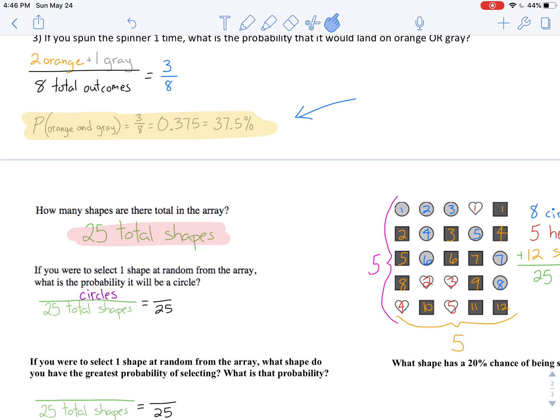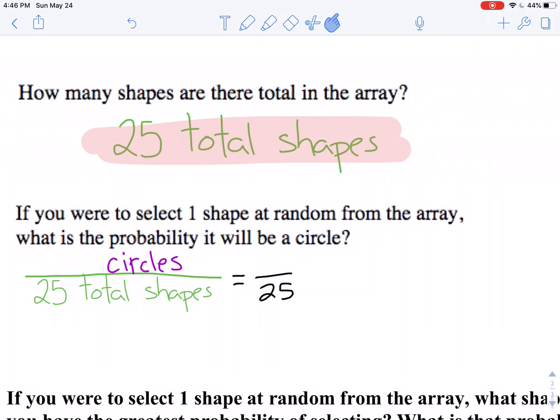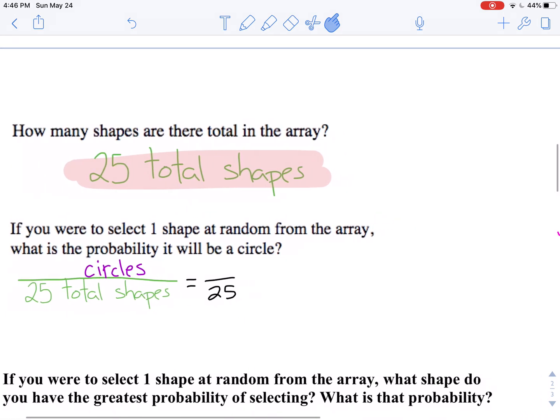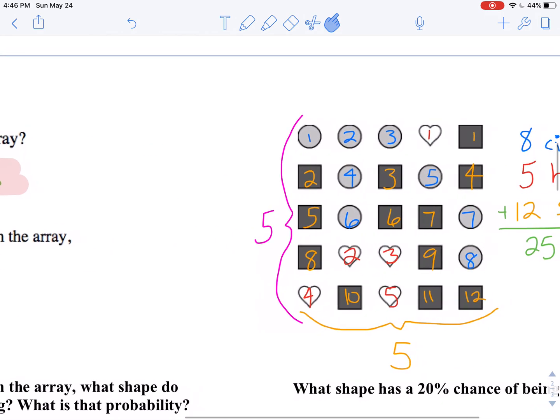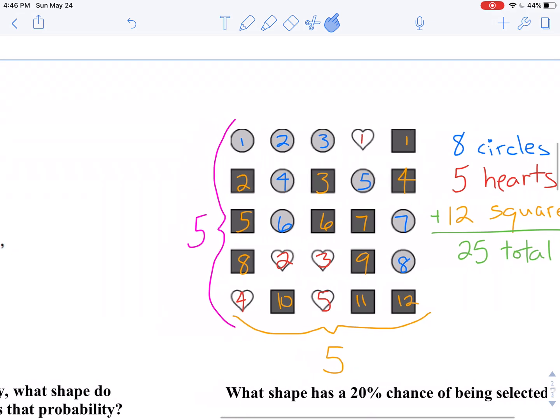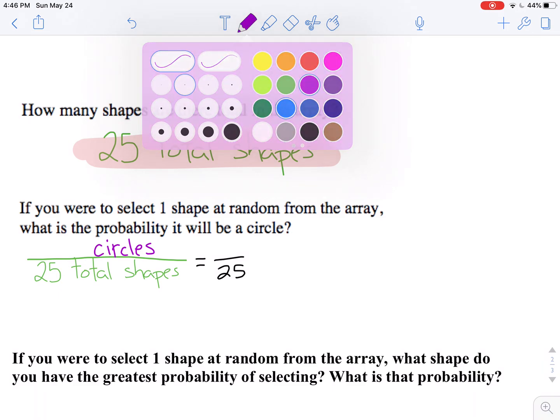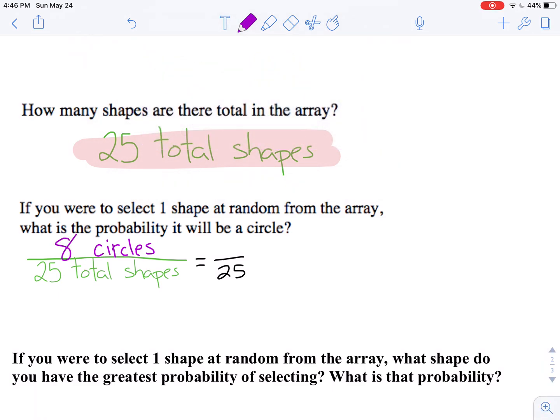All right, the next question says, I'm going to zoom in kind of slow. If you were to select one shape at random from the array, what is the probability it will be a circle? So we know there are 25 total shapes. That's the denominator. Now I need to just figure out how many circles there are. Head on over. You can see I numbered them in blue. There are 8 circles. So I'm going to head on back and put 8 as my numerator. 8 circles, so 8 goes on top, 8 out of 25.